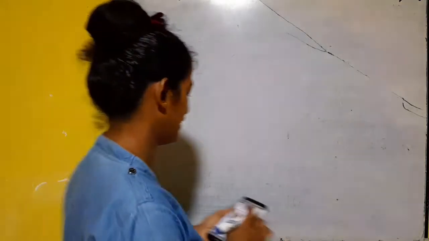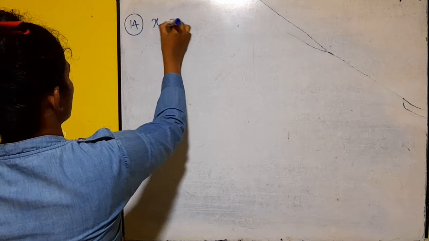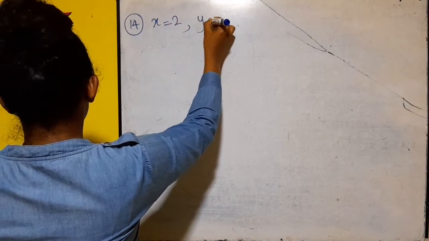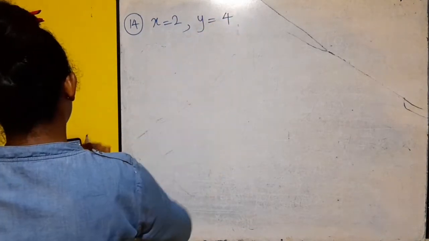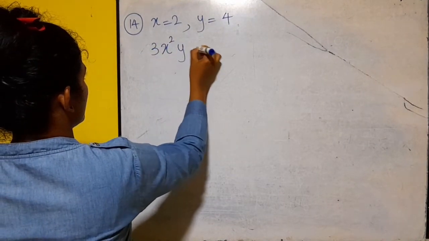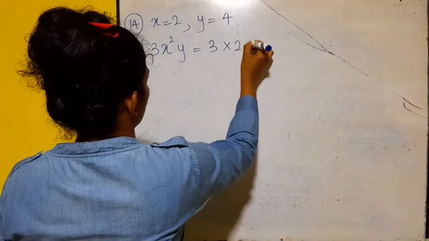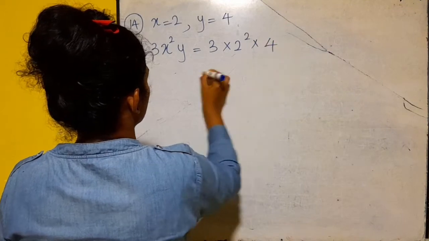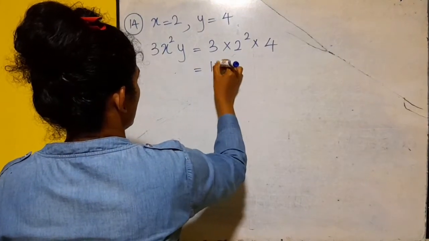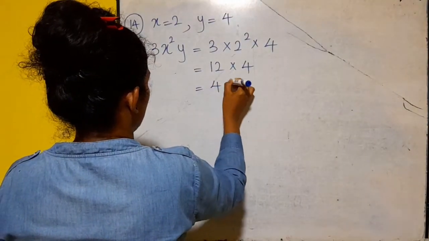Question number 14. If x equals 2 and y equals 4, find the value of 3x squared y. We are given the expression 3x squared y. We will substitute the given values. 3 into 2 to the power 2 into 4. 3 into 4 is 12. 2 to the power 2 is 4. So the answer will be 48.